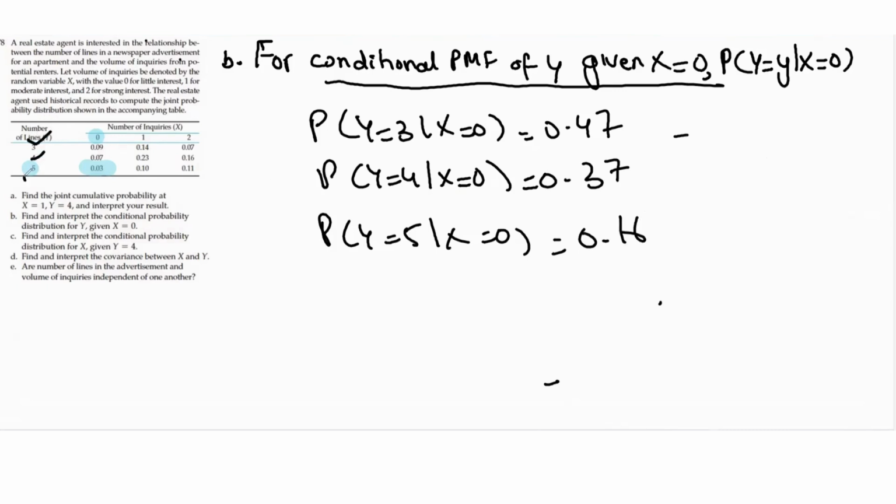right? So we run it for all three values of y, right? So if you're finding the conditional PMF of y given x is equal to 0, you find the probability that y takes all of these values given x is equal to 0. And how did we know we needed to do it for 3, 4, 5? Because these are the values that y takes, which you can see from the joint PMF.